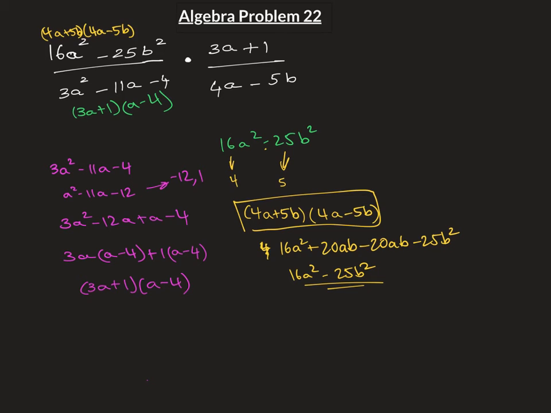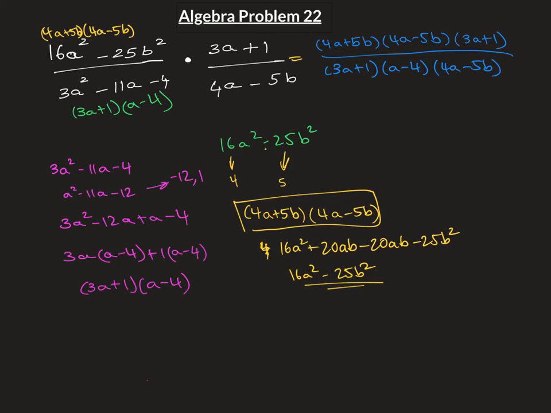Okay, so now that and the other ones, they can't be simplified, because 3a plus 1 can't be simplified, 4a minus 5b cannot be simplified. Now, let's just multiply these together. So this whole equation will become 4a plus 5b times 4a minus 5b times 3a plus 1. It's all divided by 3a plus 1, a minus 4, and 4a minus 5b.